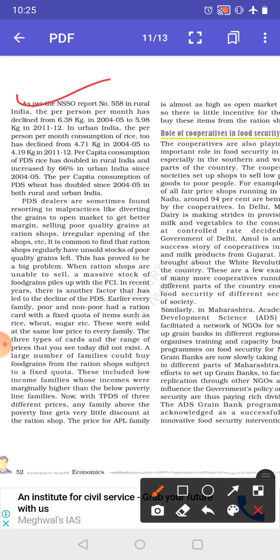Now here some data are being given in this paragraph as per the report of NSSO, that in rural India, the per person per month consumption of rice has declined from around 6.38 kgs in the year 2004-5 to 5.9 kgs in 2011-12, and in the urban areas the consumption has declined from 4.71 kg in 2005 to 4.19 kg in 2011-12.